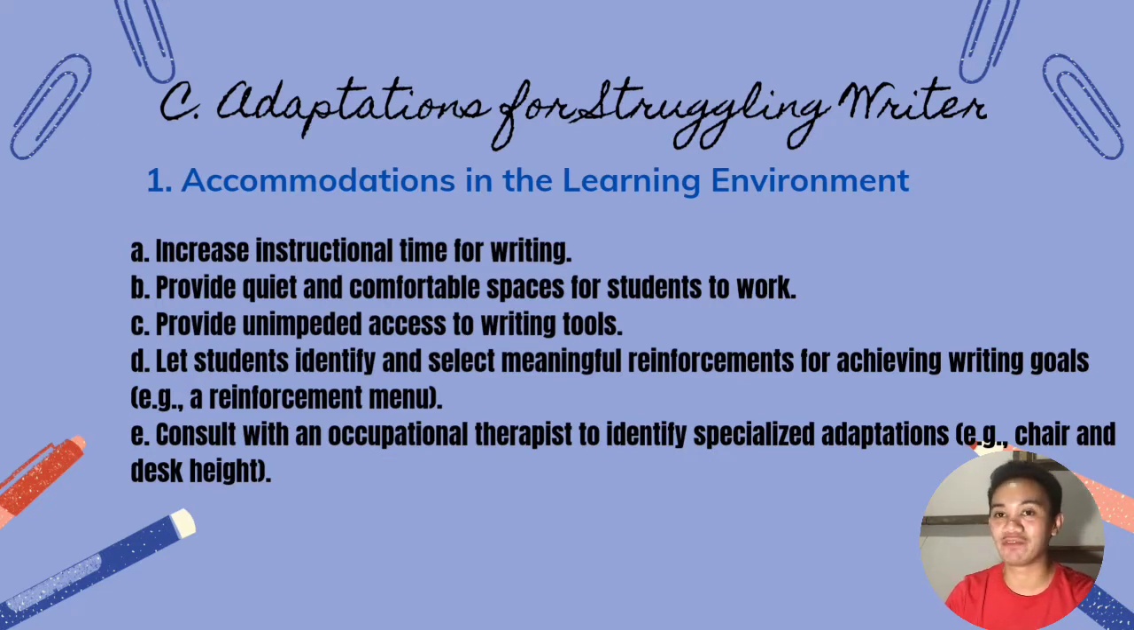First, we should increase their instructional time for writing. Also, provide quiet and comfortable spaces for students to work, and provide unimpeded access to writing tools. Also, let our students identify and select meaningful reinforcement for achieving writing goals. And lastly, we have to consult with an occupational therapist to identify specialized adaptations. Example, the height of the chair, the height of the table.